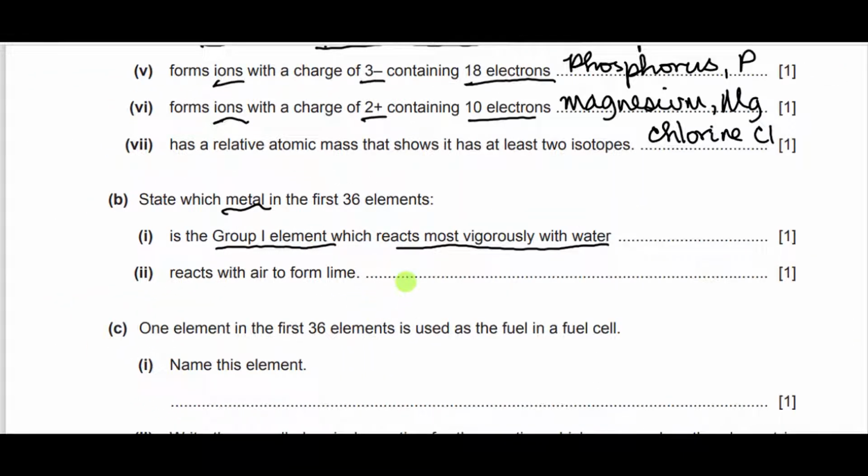react most vigorously with water. In fact, potassium does not just react vigorously with water, it reacts violently, because it bursts into flames in cold water. So the answer is potassium.